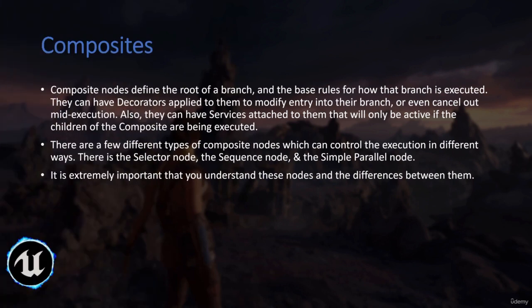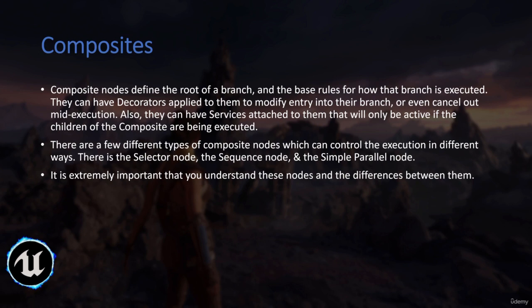Composite nodes define the root of a branch, and the base rules for how that branch is executed. They can have decorators applied to them to modify entry into their branch, or even cancel out mid-execution. Also, they can have services attached to them that will only be active if the children of the composite are being executed. There are a few different types of composite nodes which can control the execution in different ways. There is the selector node, the sequence node, and the parallel node. It is extremely important that you understand these nodes and the differences between them. So I'm going to explain each composite node and demonstrate how they work in the engine so that you can understand these concepts.